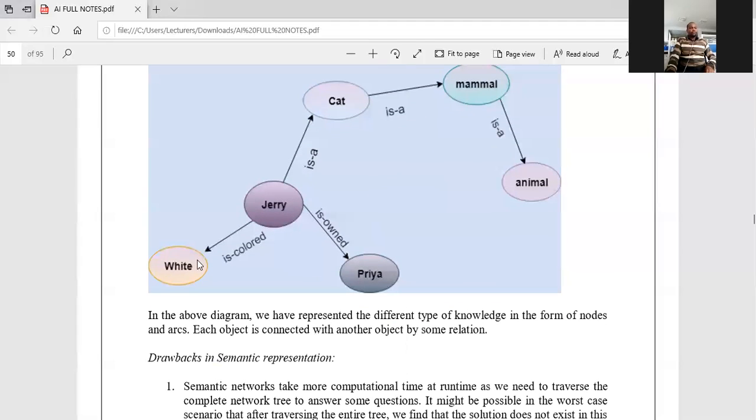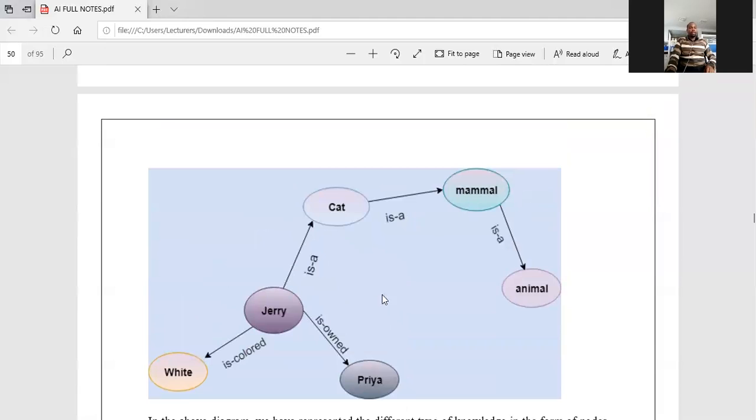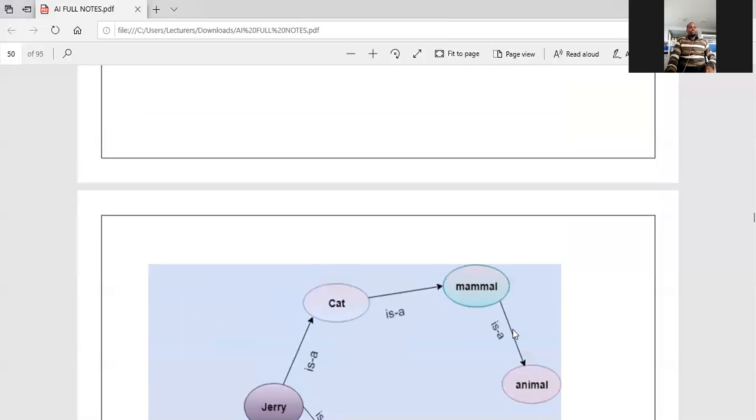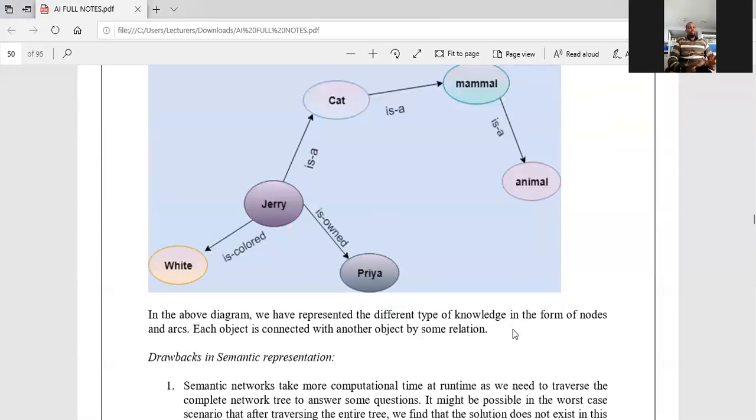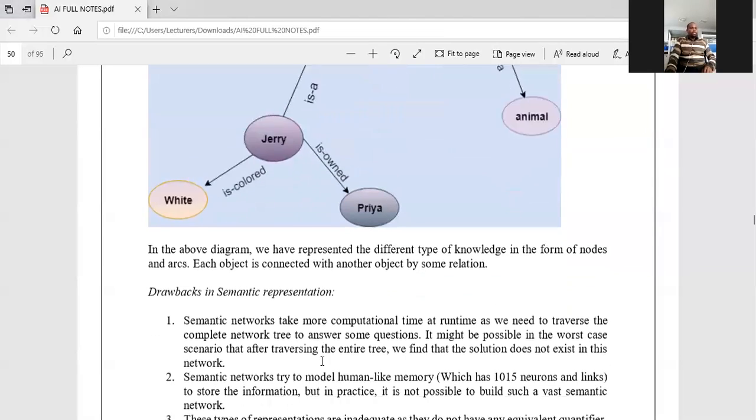Jerry is white in color, Jerry is owned by Prior, Jerry is a cat. Therefore, if Jerry is a cat and cats are mammals and a mammal is an animal, Jerry is a mammal, right? And Jerry is also an animal, because you can see how that relationship goes. So it's basically things to do with generalizations and specializations.